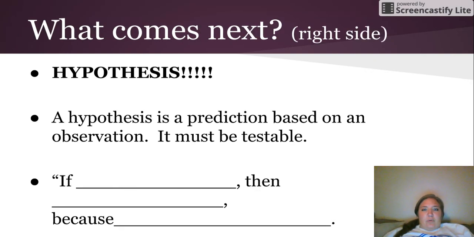After we come up with a testable question, our next step is to come up with a hypothesis, which is a prediction based on an observation, and it also must be testable. When we write a hypothesis, we usually use an if, then, because statement. So, if something happens, then something else will happen because, and this is where we would insert our explanation.